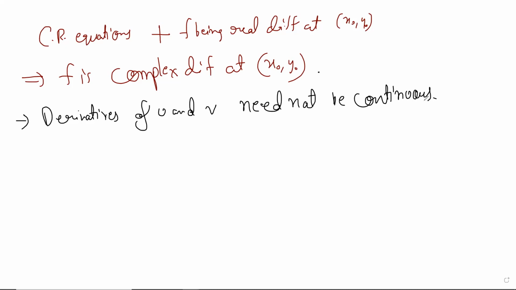Okay, so we do not need to assume that the derivatives of U and V are continuous. Okay, now what does it mean? If you take a point x naught comma y naught, then what is the derivative of U?